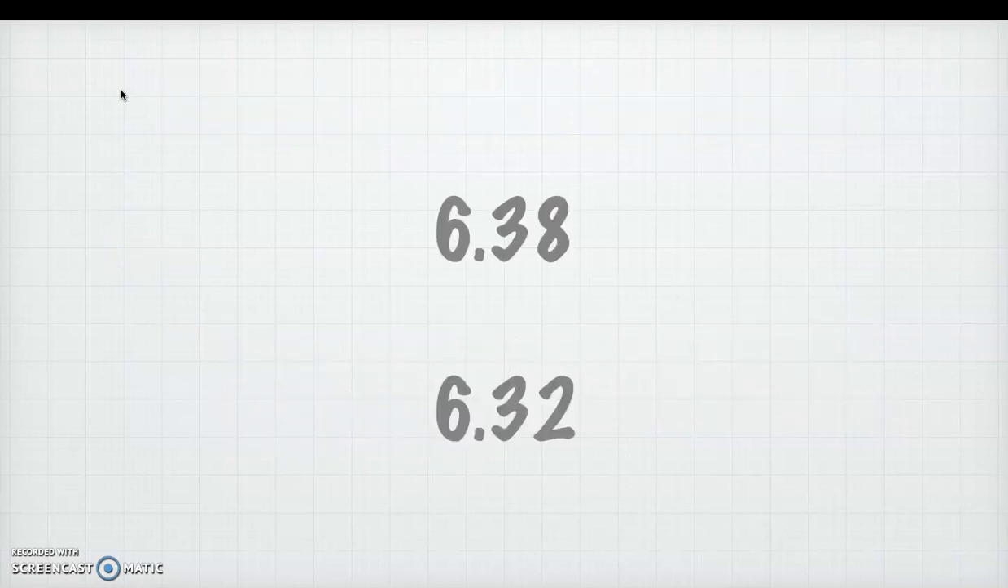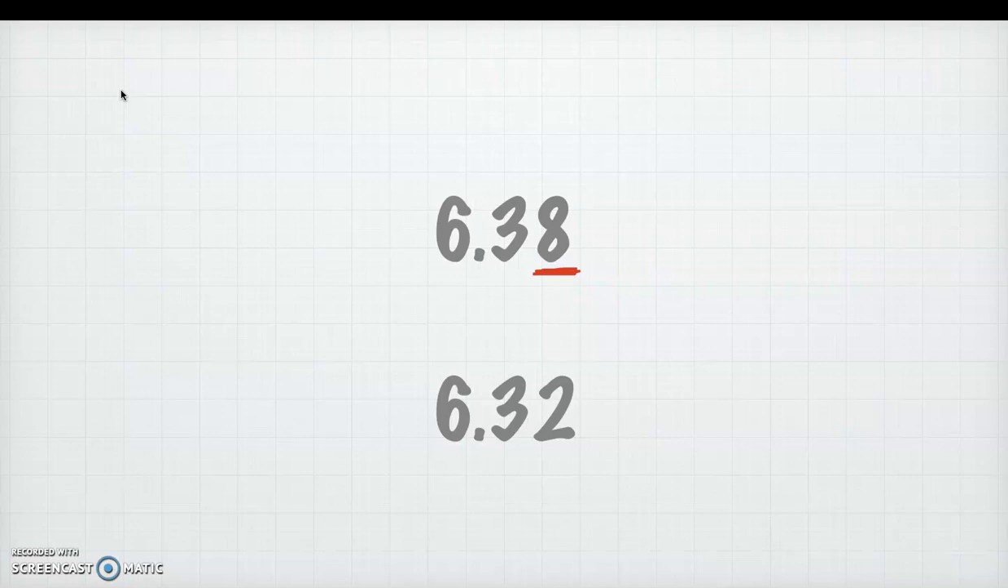I have 6.38 and 6.32. Let's look at our first decimal. We have 6.38. The rule says to look at our last digit. Our last digit in that decimal is the 8. The rule said if it is less than 5, you drop that number. If it is 5 or greater, I'm going to drop that number, but then I'm going to add 1 to my previous digit.